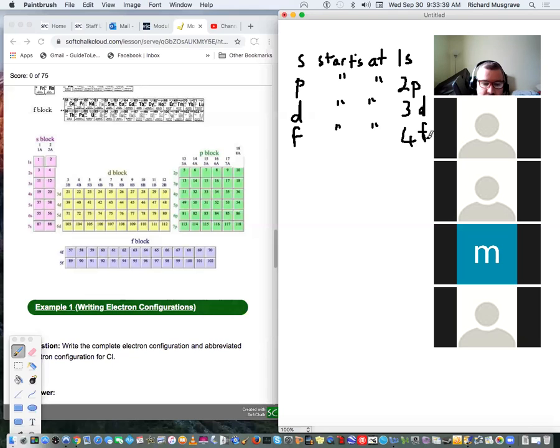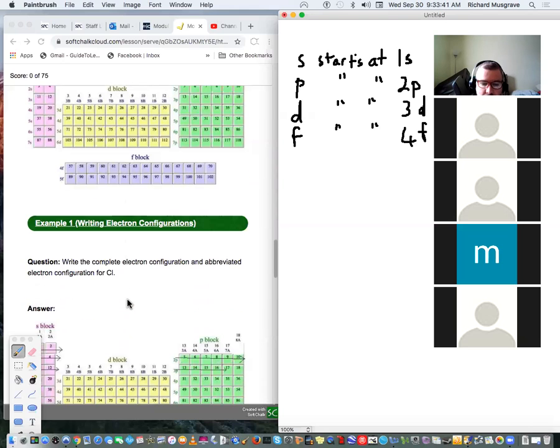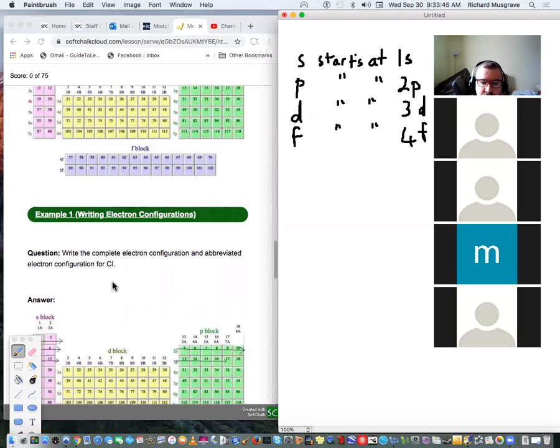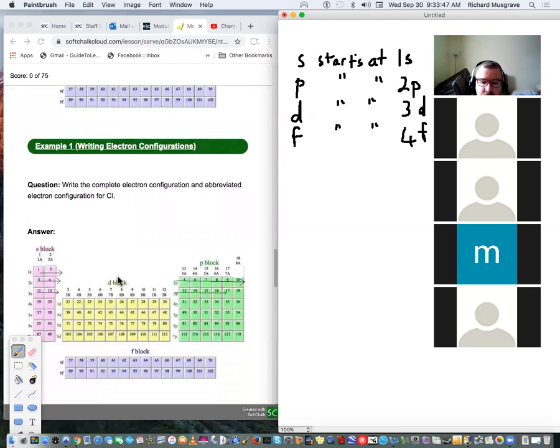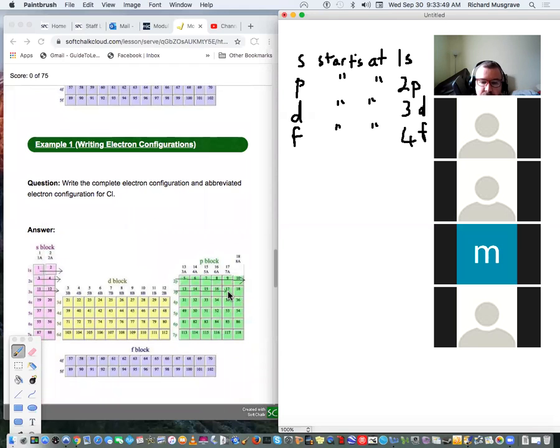So here's the question. The first example was write out the complete electron configuration and abbreviated electron configuration for Cl. So what we do is we find where Cl is on the periodic table, and we find out that it's at 17. It's right here. That means there are 17 protons in chlorine, which means there are 17 electrons, because there has to be the same number of electrons as there are protons.